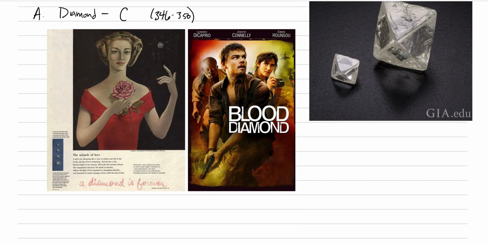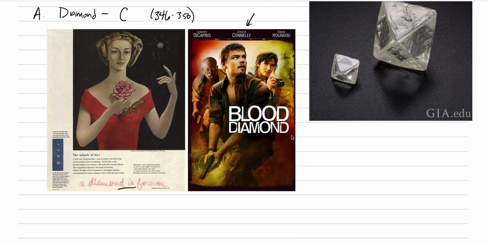30 tons of diamonds are mined for both gem and industry, and it's about a 50-50 split between the two. We know about diamonds because of this, right? De Beers says a diamond is forever. And we've also maybe heard about it in movies like this where blood diamonds have been explored.